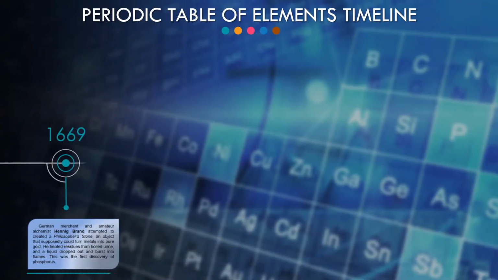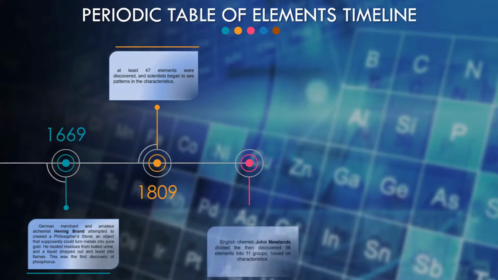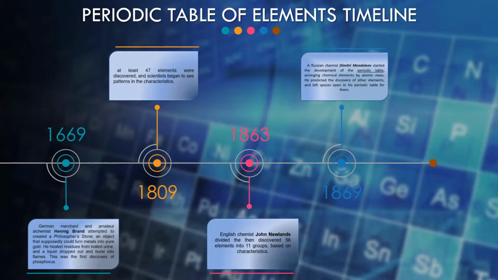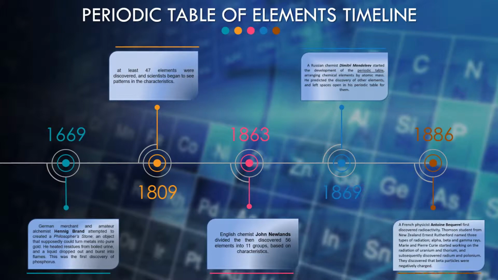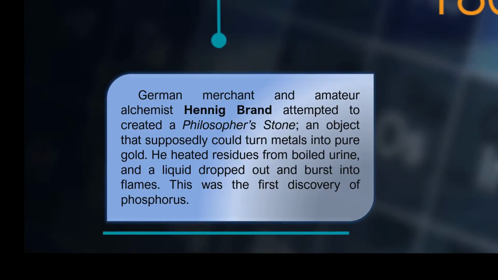The periodic table of elements timeline from 1669 to 1945. Dating back to the year 1669, German merchant and amateur alchemist Henning Brandt attempted to create a philosopher's stone, an object that supposedly could turn metals into pure gold. He heated residues from boiled urine and a liquid dropped out and burst into flames. This was the first discovery of phosphorus.